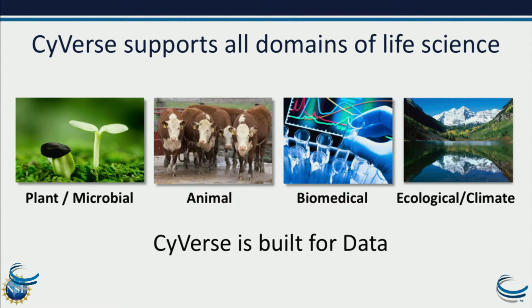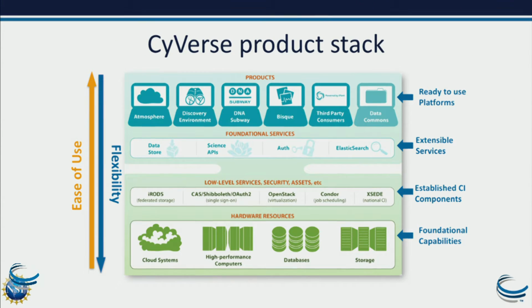And the other thing that's really important, and again, one of the reasons behind adopting a new name, is that we support all domains of life science. So it's really a platform that's built for data. If you have multiple data types, you really will be able to find tools and resources that you can use. This is a quick glance, and we're going to go into a little bit of detail in just a few moments on the so-called CyVerse product stack.